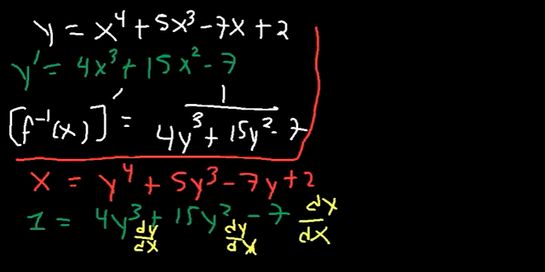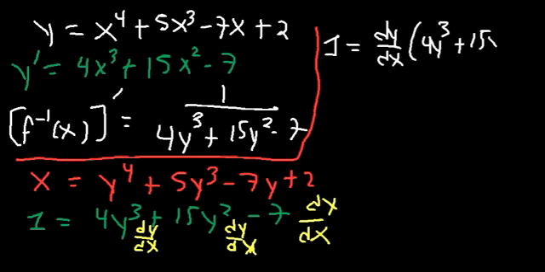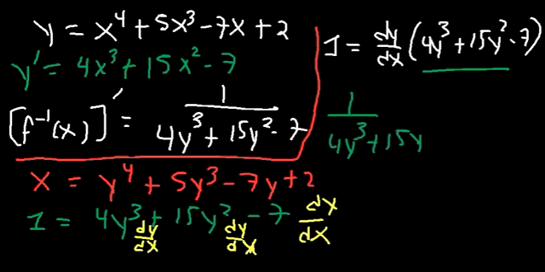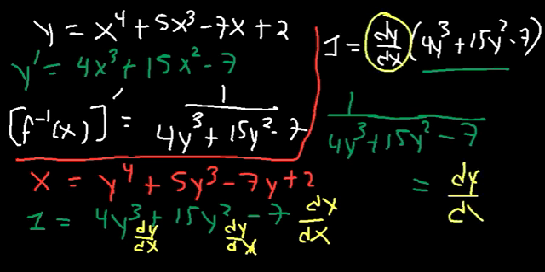Next, factor out dy/dx. So 1 is equal to dy/dx times 4y cubed plus 15y squared minus 7. And then divide both sides by this result, so you get 1 over 4y cubed plus 15y squared minus 7 is equal to this thing, dy/dx. So that's how you can find the derivative of an inverse function.